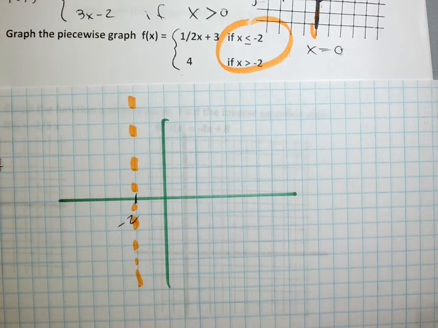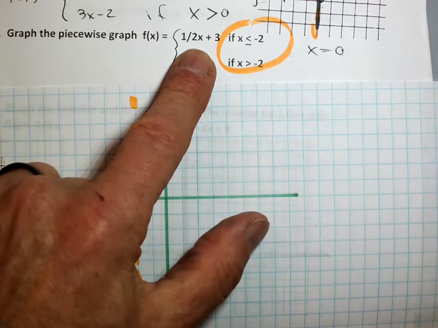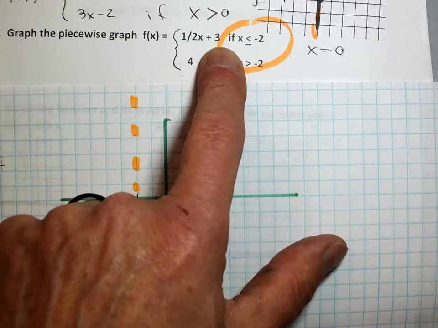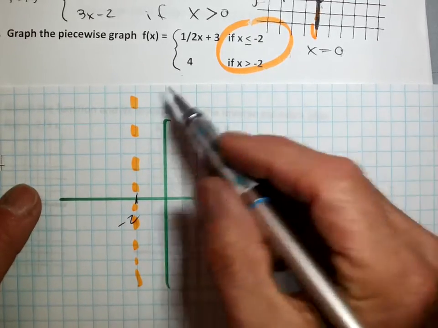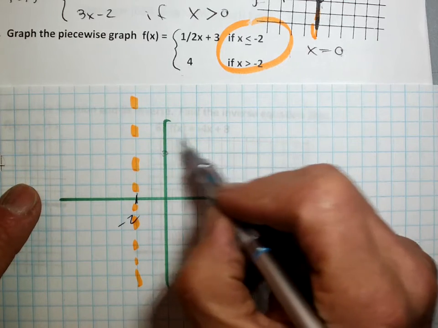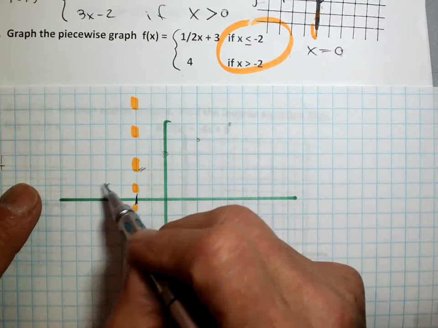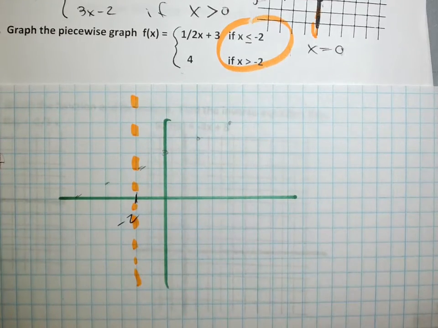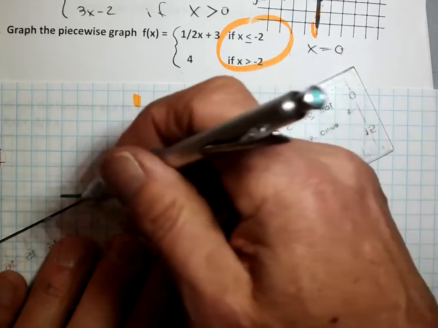So from here, what am I going to do? Well, first graph starts at 3, goes up 1 over 2, up 1 over 2. So I'm going to start at 3. I'm using a pencil because I'm going to erase. Start at 3, go up 1 over 2, up 1 over 2. Okay. So my first line starts at 3 and goes up 1 over 2.